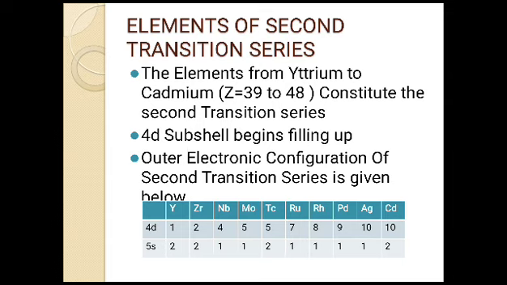Molybdenum has 4d5 5s1. Silver has 4d10 5s1. This can be easily understood on the basis of the higher stability of exactly half-filled and completely filled subshells, as noticed in chromium and copper.